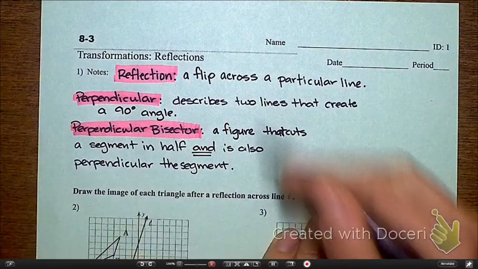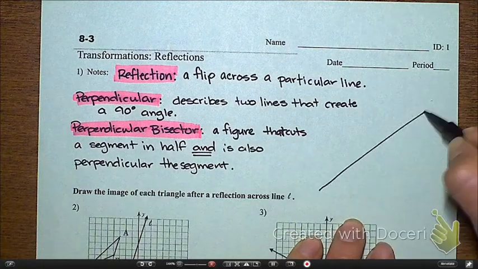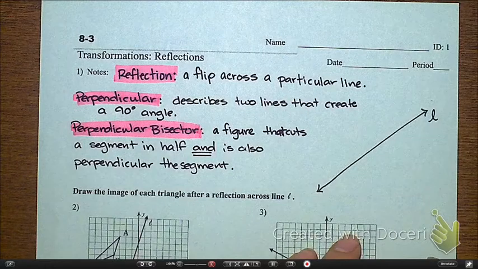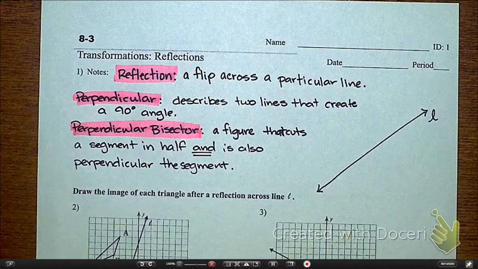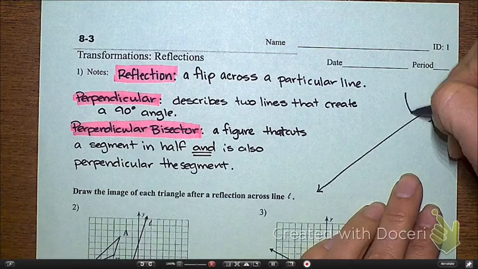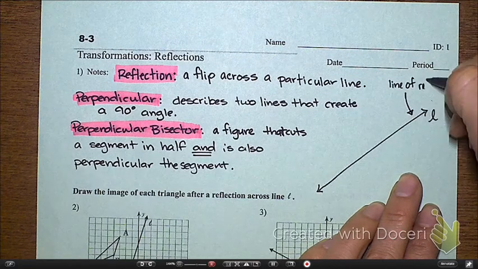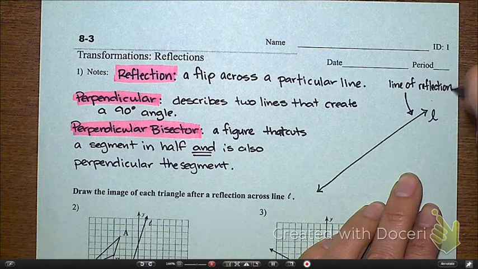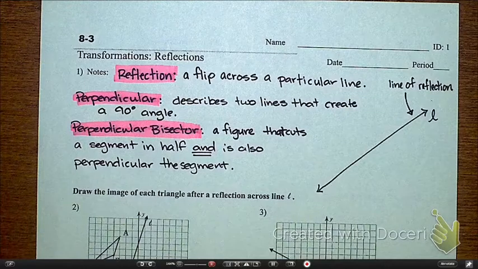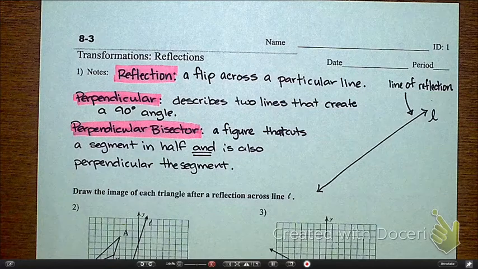It says a reflection is a flip across a particular line. So let's draw a line. Let's call this line L. Give it a name. Now I'm going to say that this line is my line of reflection. What is a line of reflection? A line of reflection is the line that I'm going to flip the image over. So I'm going to take a point or an image and flip it over that line L.